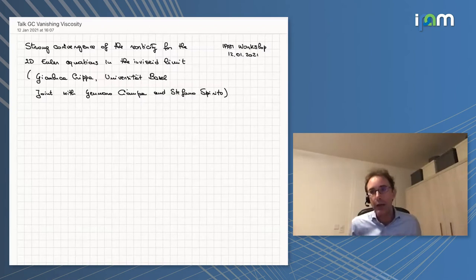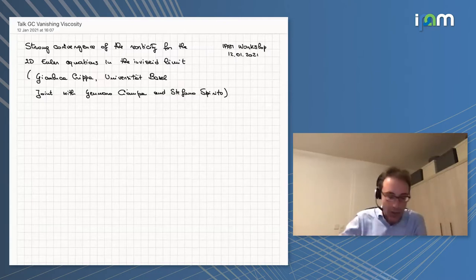Since I realize that the audience in this workshop is pretty diverse in terms of expertise, from more applied to more theoretical, I will try not to give the last detail of the proof, but to focus on concepts and background techniques for this type of question. As said, it's about strong convergence for the vorticity for 2D Euler equations in the inviscid limit.